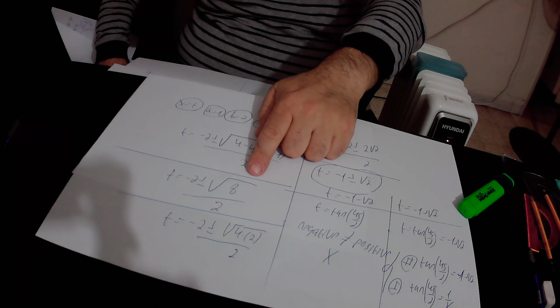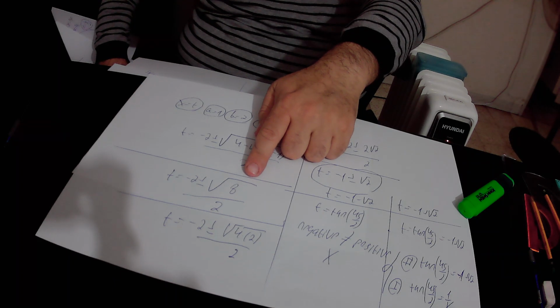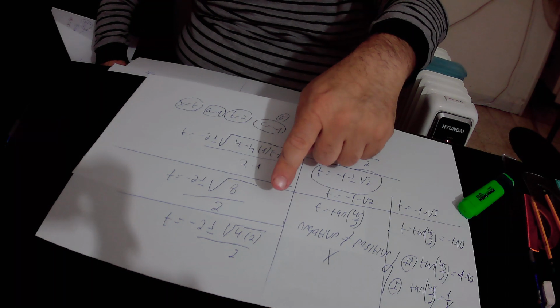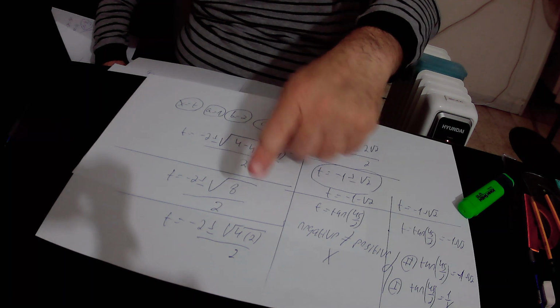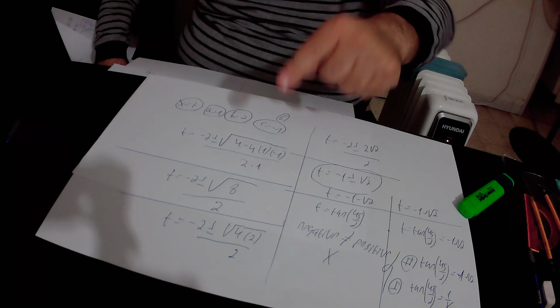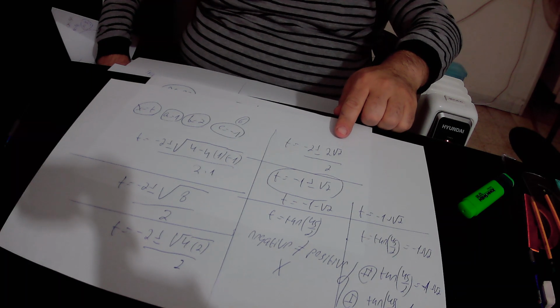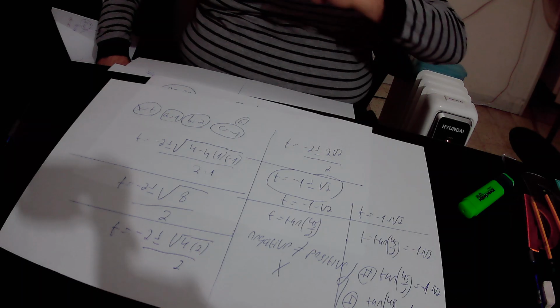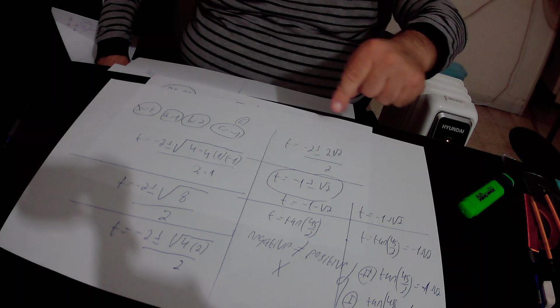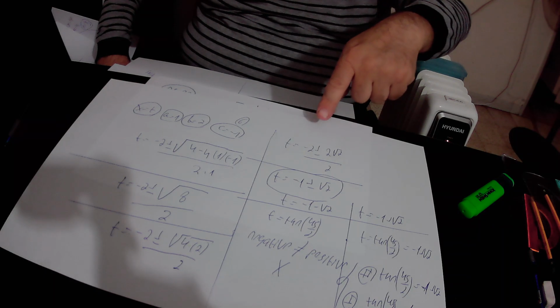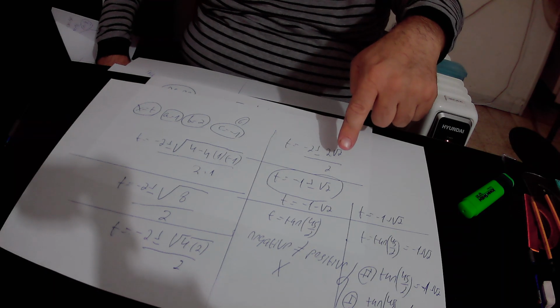8 is 4 times 2. So we substitute 8 inside the root by 4 times 2, and found out that t equals minus 2 plus minus square root of 4 times 2, over 2. The square root of 4 is 2, so t equals minus 2 plus minus square root of 2, over 2. Minus 2 over 2 is minus 1, and 2 over 2 is 1. So in conclusion, we found out that t equals minus 1 plus minus square root of 2.